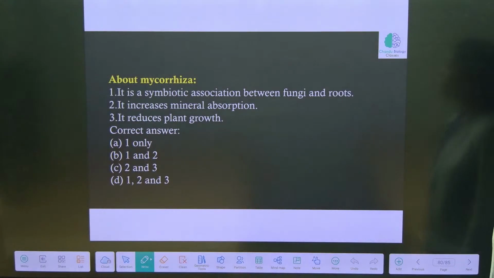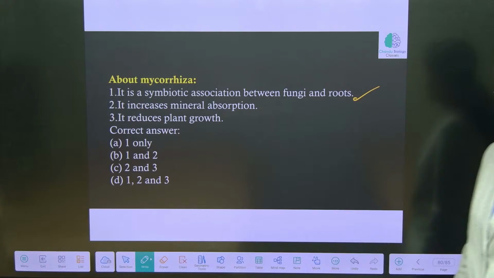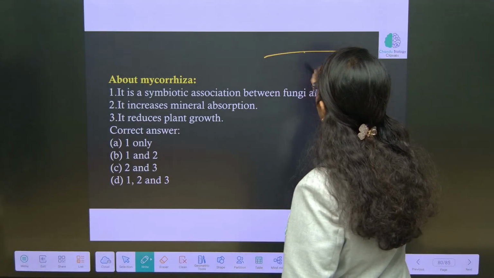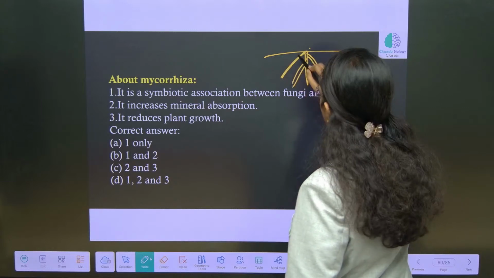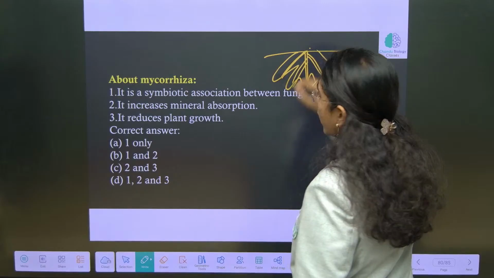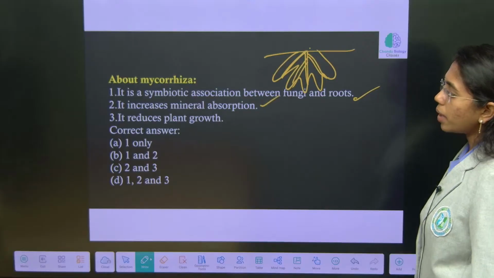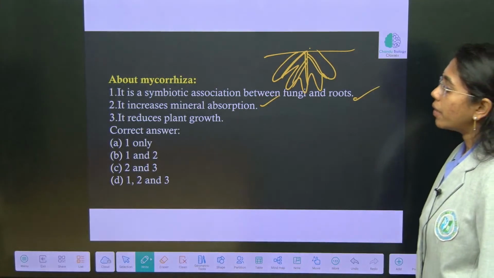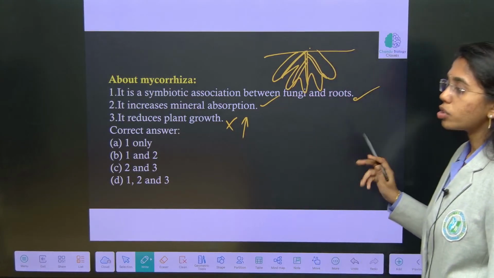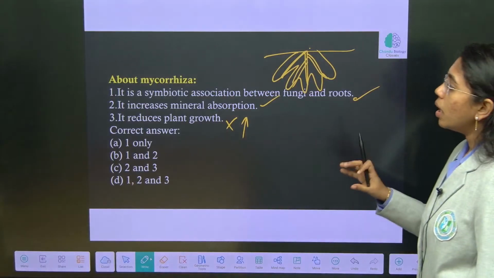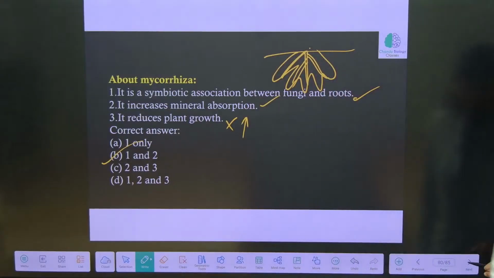Next, about mycorrhiza. It is a symbiotic association between fungi and roots of the higher plants, true. In the roots of higher plants like Pinus, the fungal association will be there, both ectomycorrhizal and endomycorrhizal associations. It increases water and mineral absorption, yes. It reduces plant growth, no, plant growth will be increased, not reduced, because of increased absorption of water and minerals. So, here 1 and 2 both are right statements.